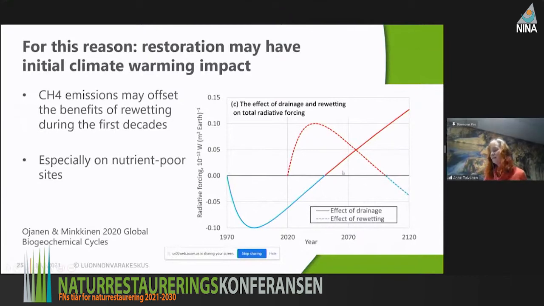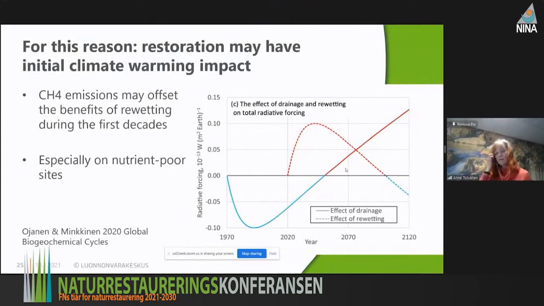And when these two lines cross depends totally on the case and the peatland site type and the tree layer, how much the trees are sequestering carbon. So the time scale varies. This is how the general situation goes. And this is what causes the difficulties in understanding the benefits and drawbacks of restoration, climate impacts, because the short-term impacts are totally the opposite of the long-term impacts.